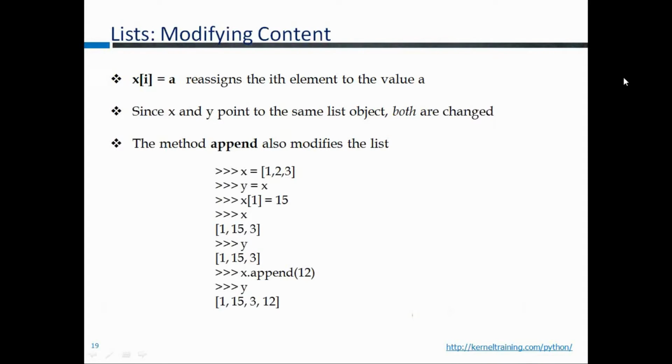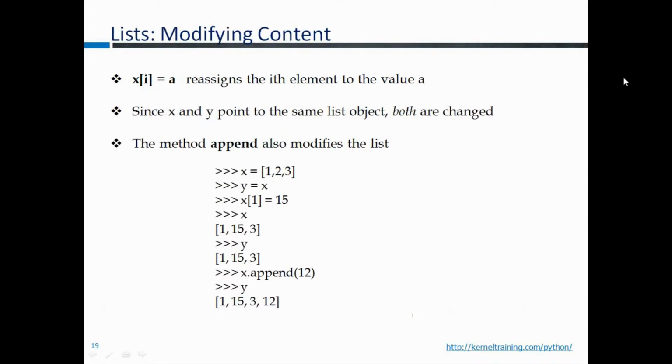So for example, I have here x = [1, 2, 3] as one of my lists, and I say y = x as well. That means y will also have the same set of data. And if I say x[1] = 15, that means the value at index 1 is replaced by 15 here. Since x and y point to the same list object, both will get changed. That means your y will also have the same information now. So when I try to print y, it will again print 1, 15, 3.